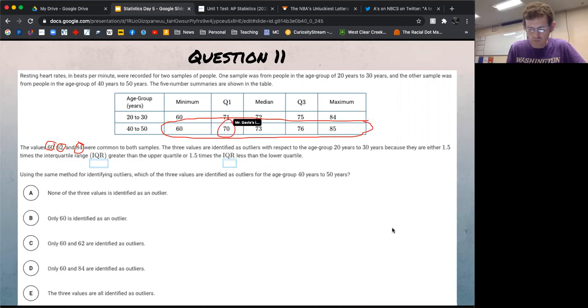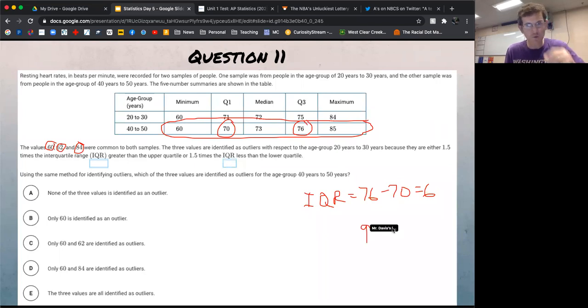So the first quartile is 70, the upper quartile is 76. So the IQR is just going to be 76 minus 70, which is 6. When I do 1.5 times that, you can probably do that in your head or quickly on the calculator. You know that your fences are going to be set 9 above the third quartile and 9 below the first quartile. So I'm going to add 9 right here, which tells me that my upper fence is going to be at 85. My lower fence is going to be minus 9 right here, which puts it at 61.